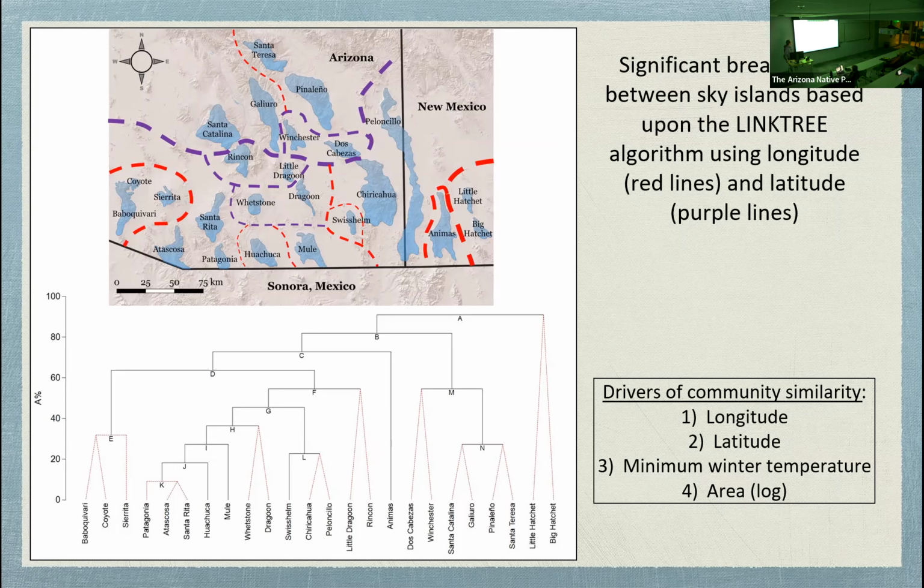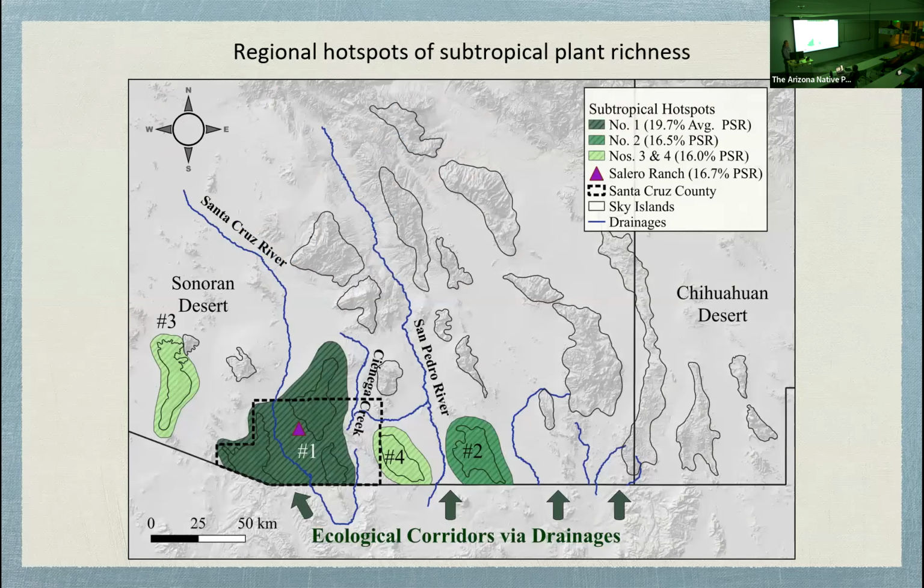So very different than the others, where climate was the main driver. Basically, subtropical plants are primarily a function of climate in the Sky Islands, not a surprise. And for the community similarity, or composition, or beta diversity, species turnover, the primary driver is longitude, then latitude, thirdly minimum winter temperature, and fourthly area. What was interesting is when Kenneth removed the two weakest of the samples, Winchester and Big Hatchet, a fifth driver occurred, which was total annual precipitation. So we did look at that as well.